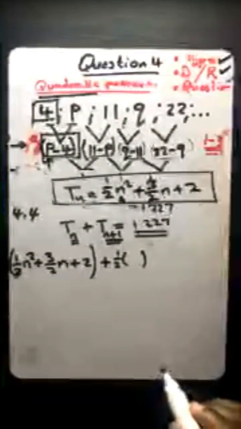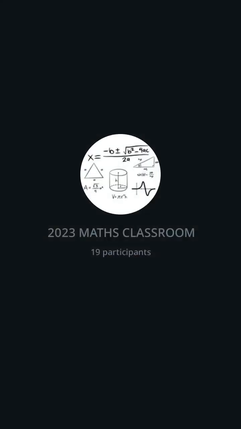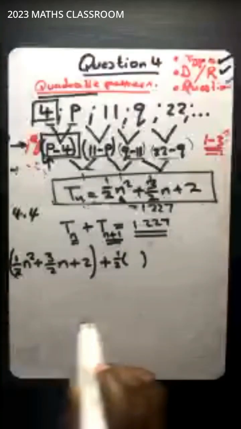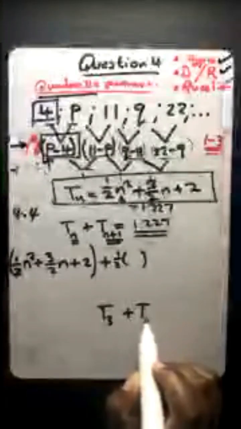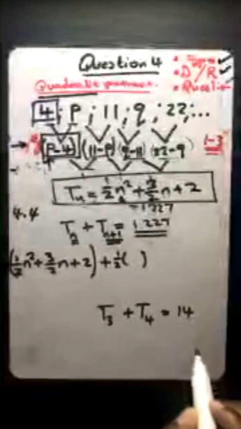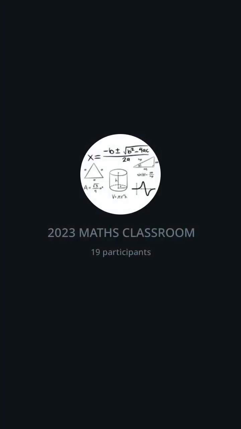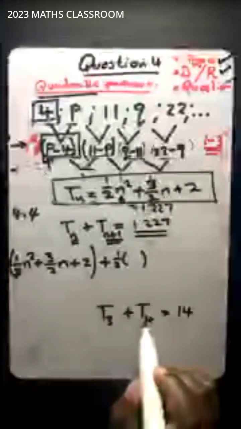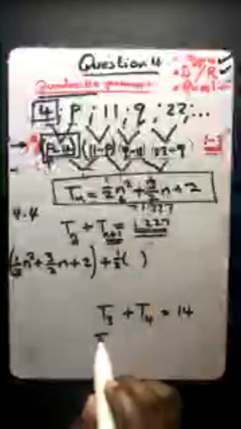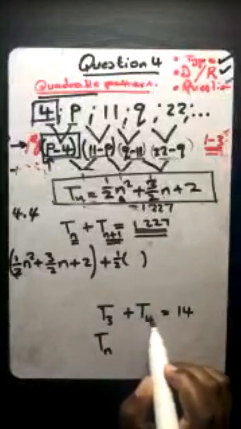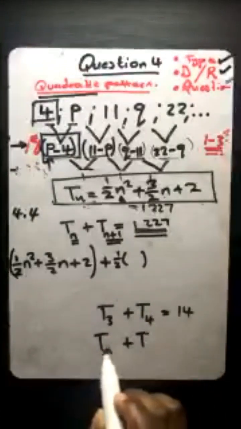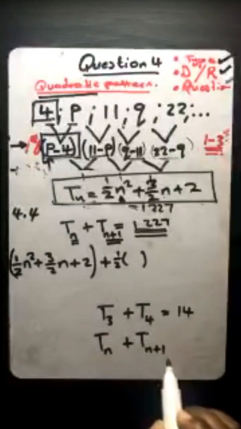Why n plus 1? That's what I was trying to explain. In that example that I gave you, you knew that it's actually term number 3, that when you add it with number 4, it gives you 14. But in this question, I don't know which number it is that when you add them together gives you that number. That is why in place of the number I'm going to put n. But for the next term, I just know that it's going to be that term plus 1.